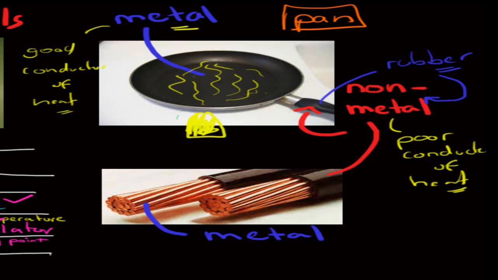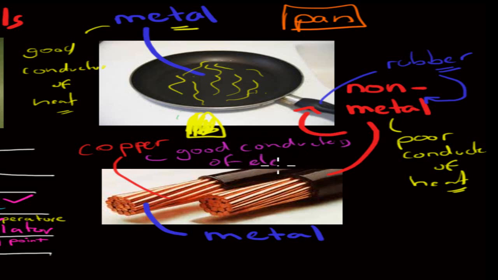Another example would be your wire. So we tend to have the wire itself be copper, which is quite commonly used. Now, copper is a metal, and we said all metals are good conductors of electricity. So that's good, because we can make sure that electricity actually goes from where it's produced to where it's needed for these wires.